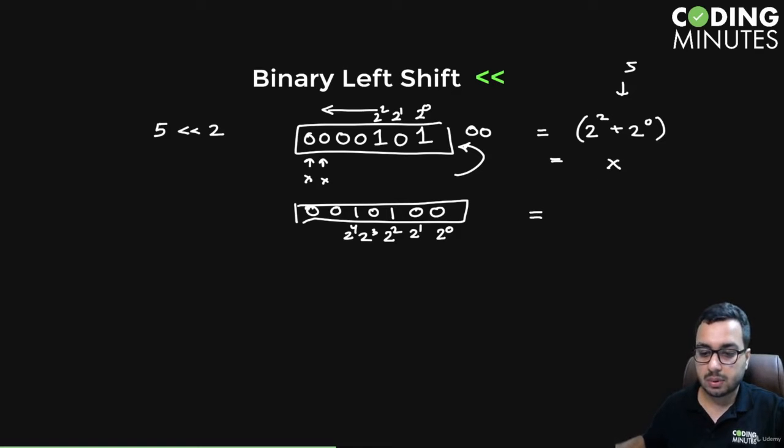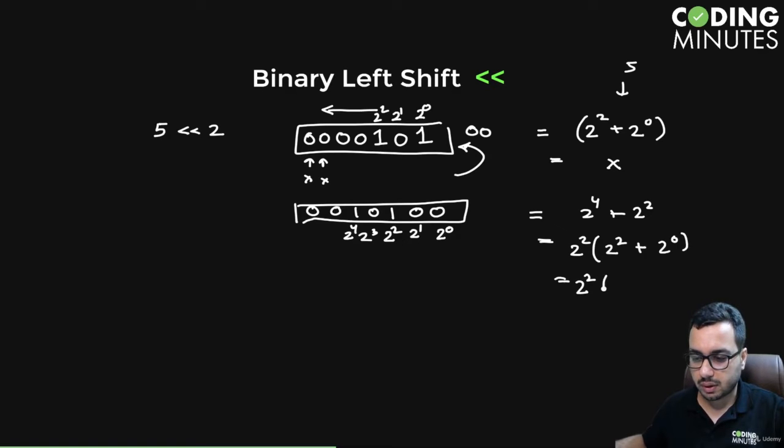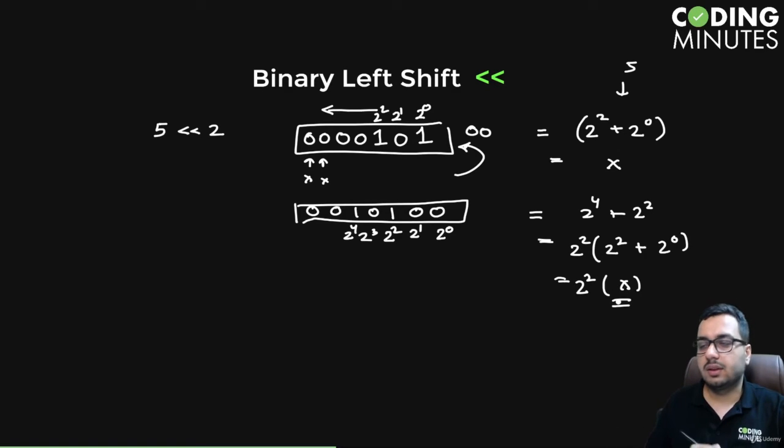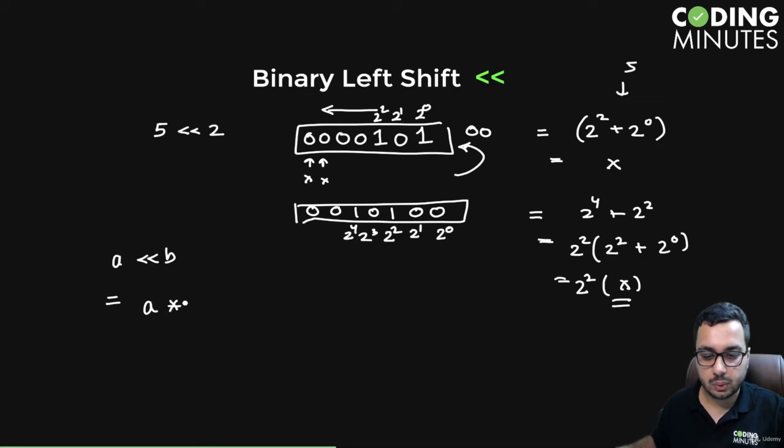Now if I talk about this new number, what is it? It is nothing but 2 to the 4 plus 2 square. If you take 2 square common, you're left with 2 square plus 2 raised to the power 0. So that means it is 2 square times the original number x. Basically, doing a left shift by 2 has multiplied that number by 2 square. So a left shift b will multiply a with 2 raised to the power b. This is what I'm trying to say.